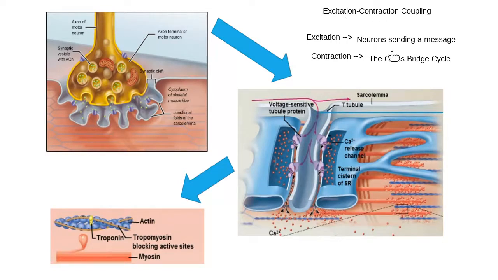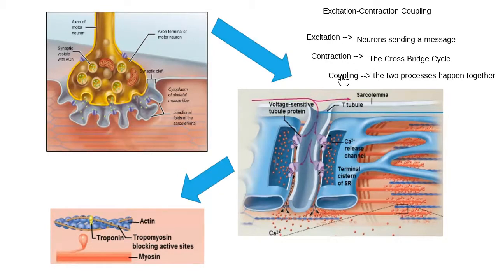Contraction, that's the cross-bridge cycle. That's the muscle contracting. Coupling just means we put those 2 things together. So we'll add that note here, coupling. The 2 processes happen together. Excitation-contraction coupling. All it means, neuron sends a message. When that message is received by a muscle, it contracts. It does a cross-bridge cycle. Contraction and messages, they're coupled together. I've got to have both of them.